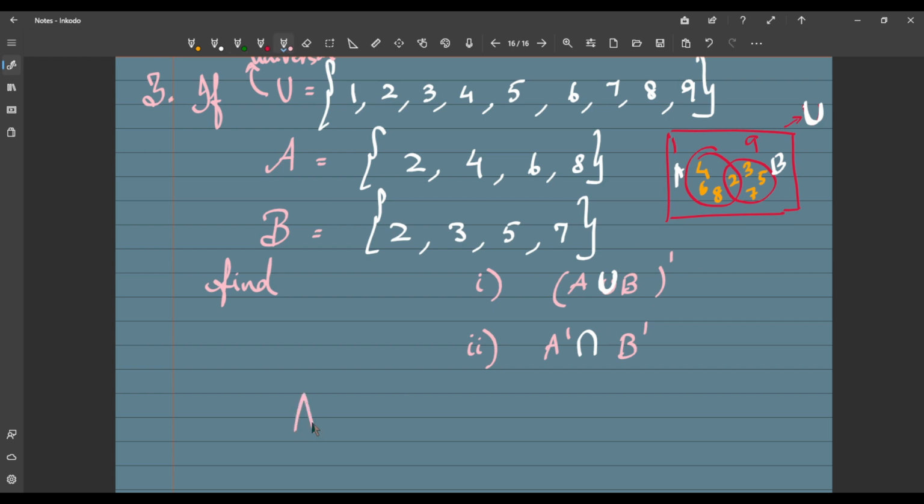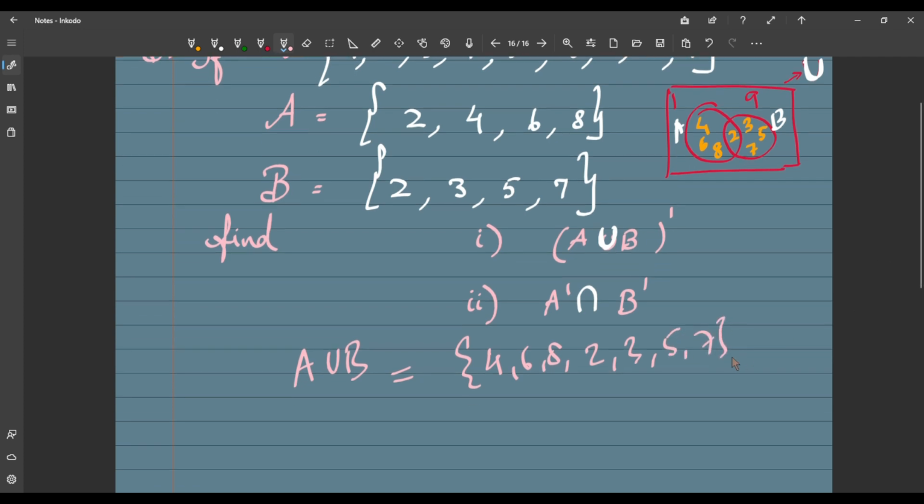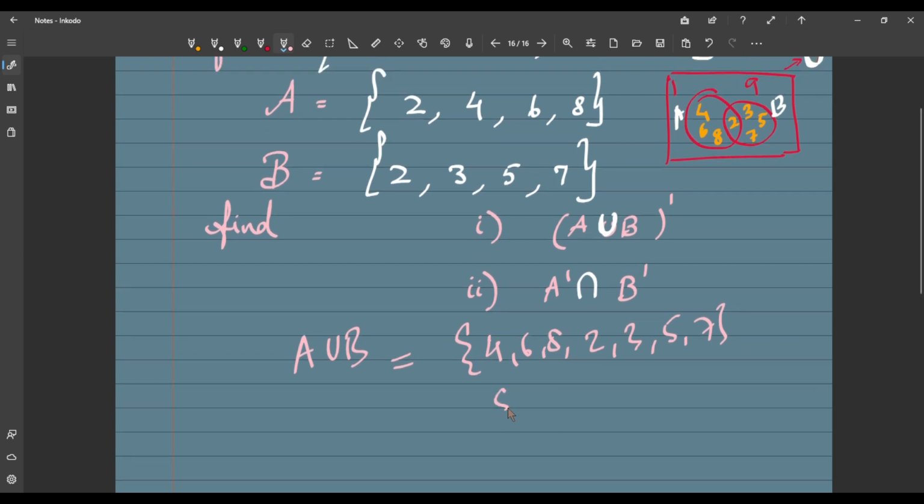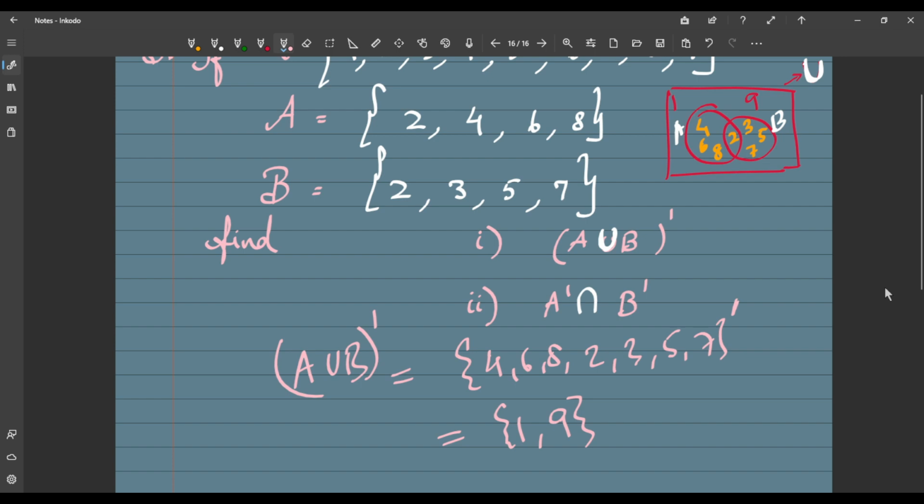So what does A union B complement mean? A union B is all the elements in A and B. So you just collect all the elements in A and B. So straight away from the Venn diagram you could say 4, 6, 8, 2, 3, 5 and 7 is A union B, and complement of A union B would be whatever is not contained in A union B, which is just 1 and 9. So we just took the complement of this set and we got this. Now I hope the equality is correct.